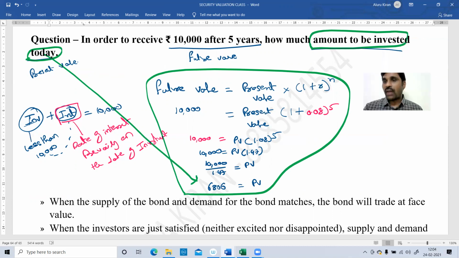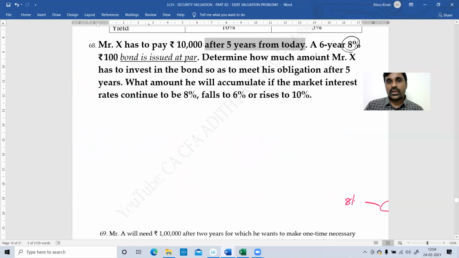Anyway, the full solution is in the middle of the material which I have given. This is just for your classroom discussion, rough calculations. For presentation purposes, you can look at the main material. So this is a rough calculation to understand the concept. The amount to be invested today is 6,806. The question was: determine how much amount Mr. X has to invest in the bond so as to meet his obligation after 5 years.